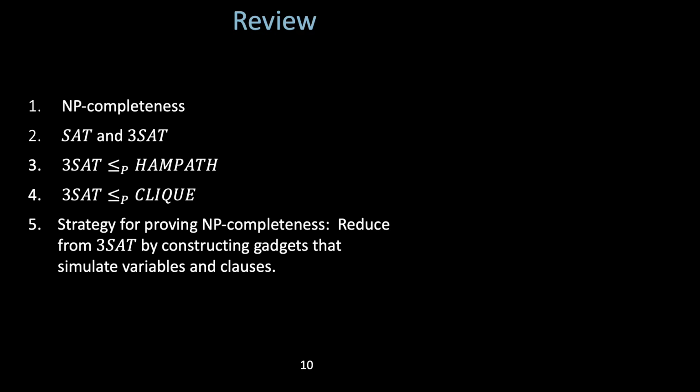Okay, just to complete this video, in conclusion, we've talked about NP completeness, and we talked about SAT and 3-SAT. We showed 3-SAT reduces to Ham Path, we showed 3-SAT reduces to clique, and the overall strategy for proving NP completeness. Normally we reduce from 3-SAT by constructing gadgets that simulate variables and clauses. And overall, a strategy for NP completeness is reducing from a problem that you already know is NP complete. You are always welcome to use any problem that is already known to be NP complete to do your next reduction if you are asked to do so.